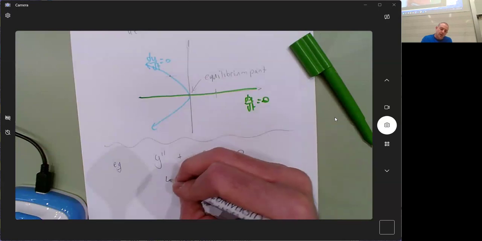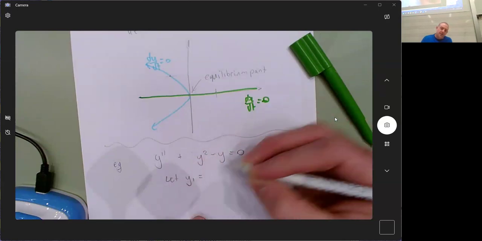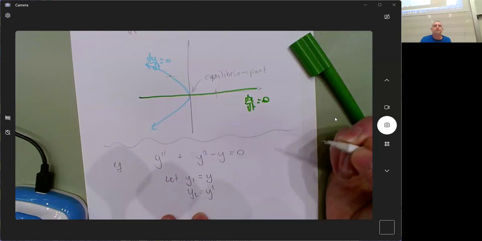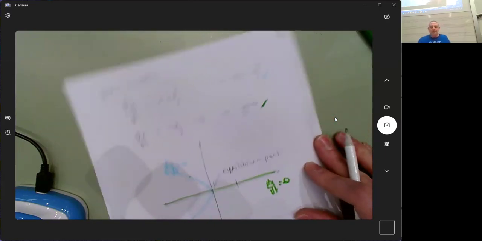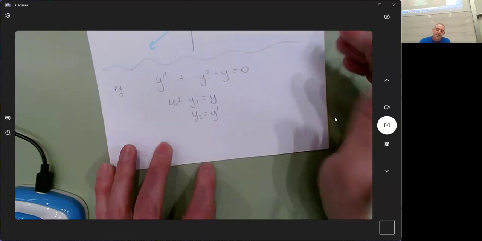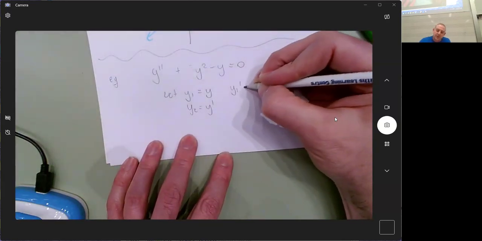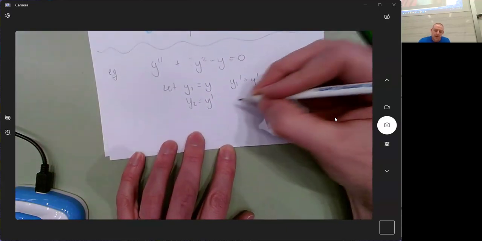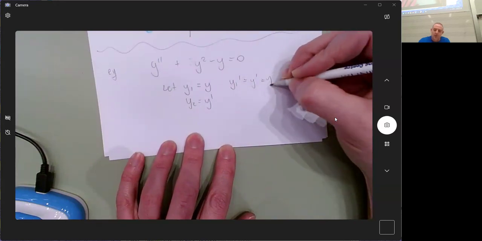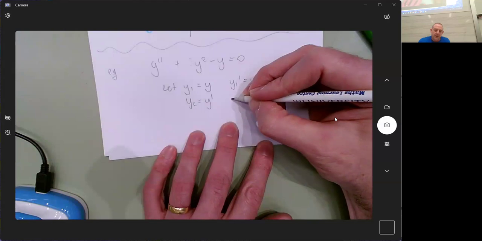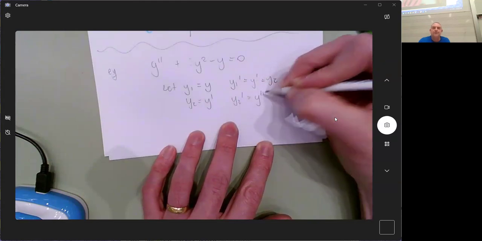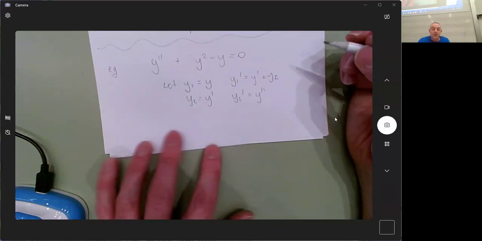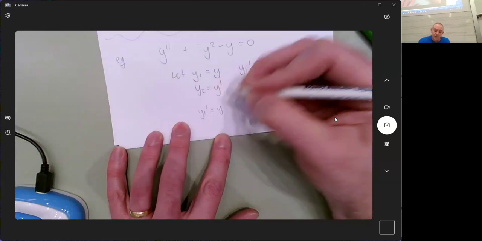They went, all right, I'm going to let y1 be y and y2 be y dashed. And then what that means is that y1 dashed is just whatever y dashed is, which is y2. And then y2 dashed is y double dashed. And what that means is that we now have an equation that says y1 dashed is y2.